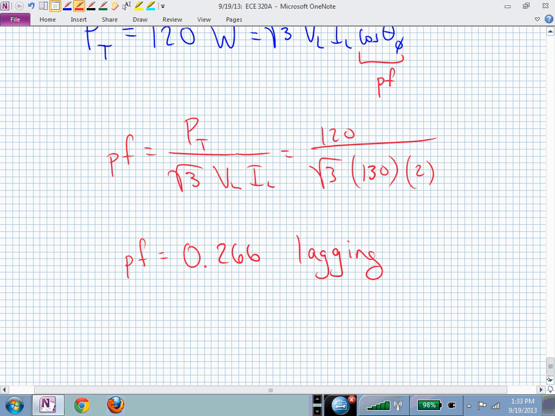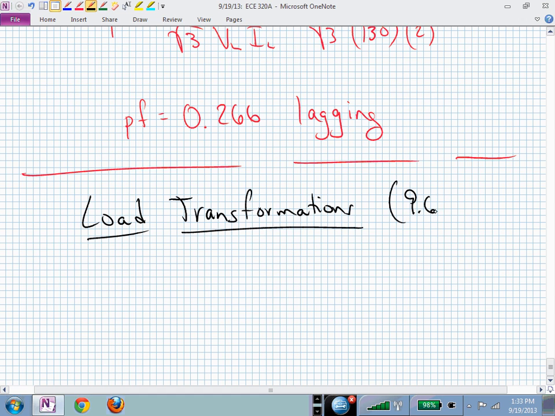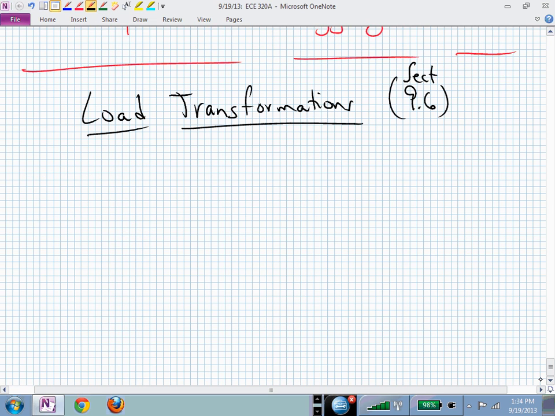Questions on that? Now you know how to start using these formulas. Let's look at some load transformations. We've been playing with transforming voltages and currents. Let's look at load transformations. And what section did I say this was in? Good. You guys remember better than I do. So this is 9-6 in your textbook.